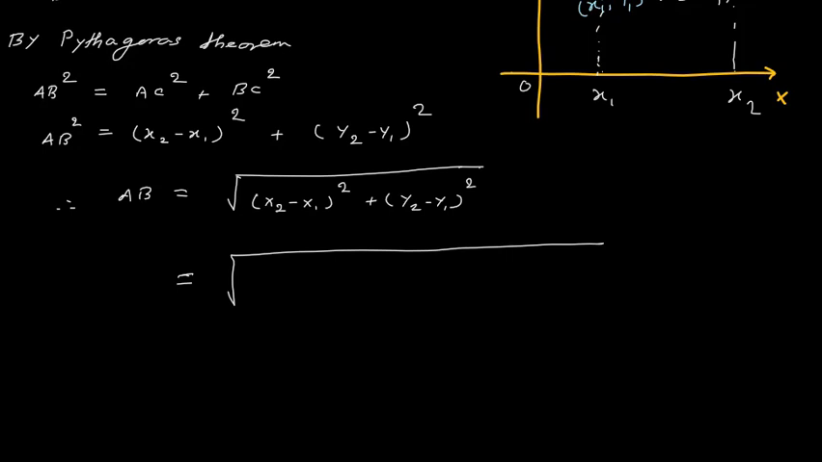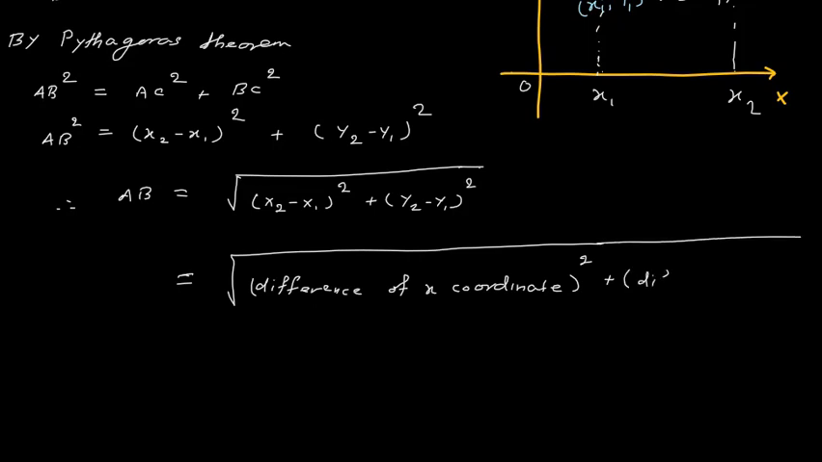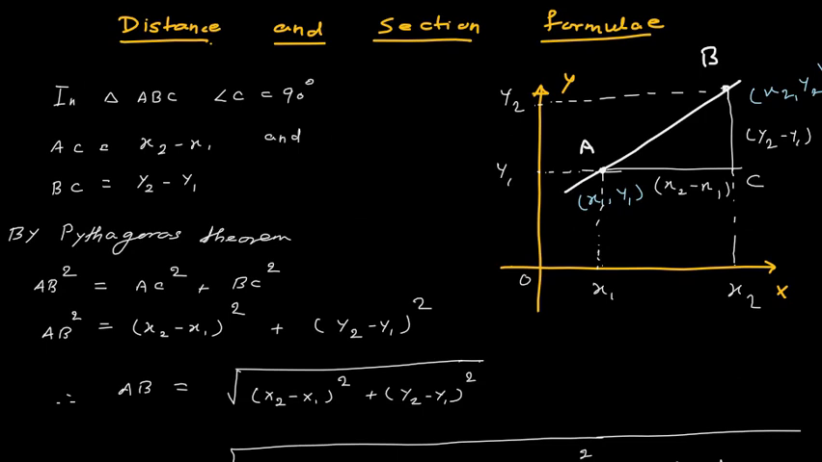So in short, you can say that this is a square root of difference of x coordinate square plus difference of y coordinate square. Okay, so this is your distance AB. Distance AB is difference of x coordinate square plus difference of y coordinate square.